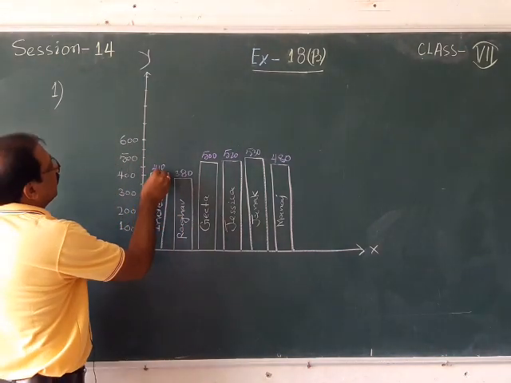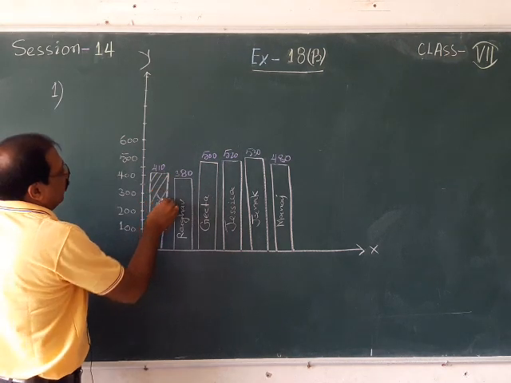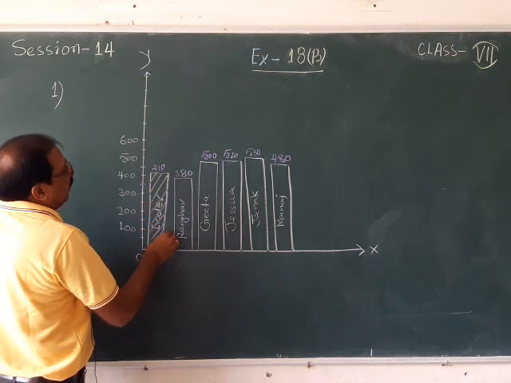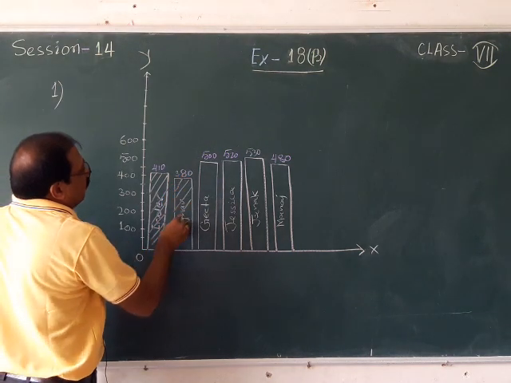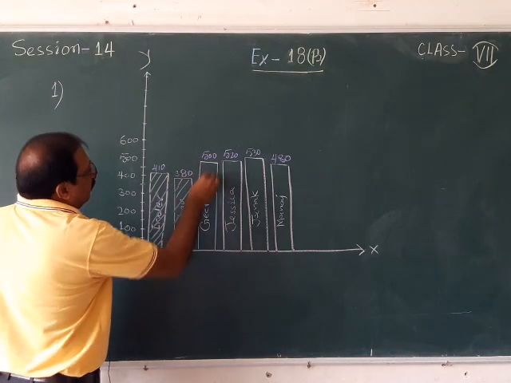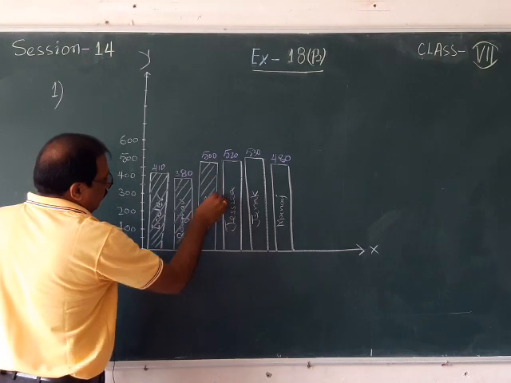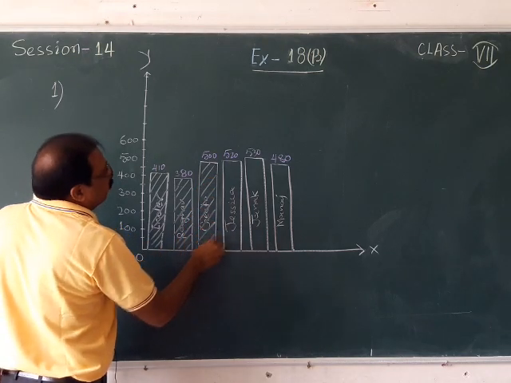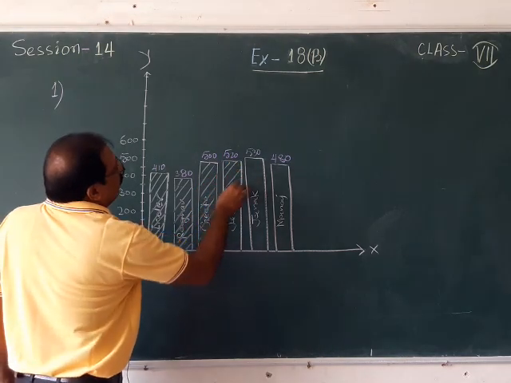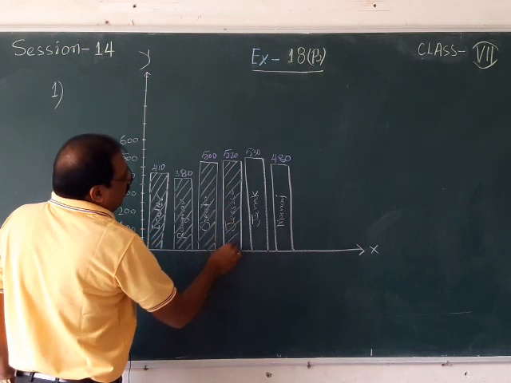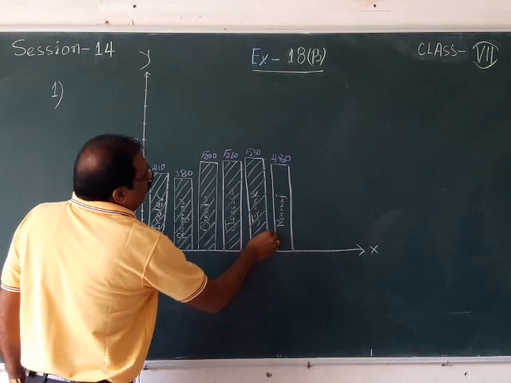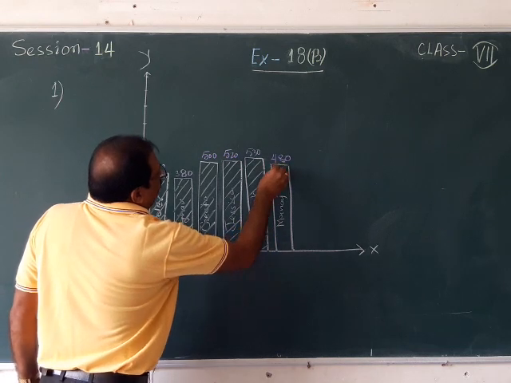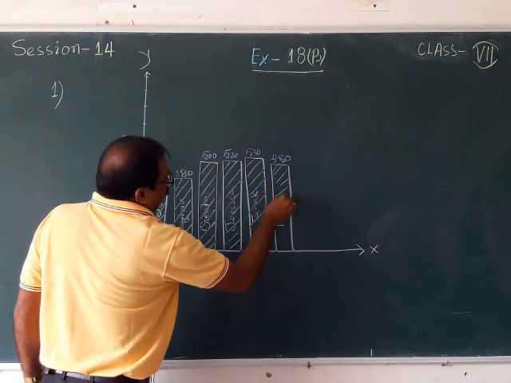You can color it using different color crayons or the same color crayons as per your wish. Now you can decorate your bars. This is the time for decoration of your bar. So you can decorate your bar like that, and the people can understand the information that you have depicted.